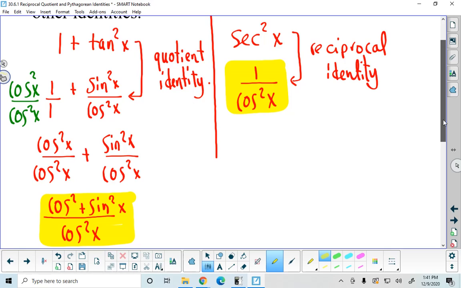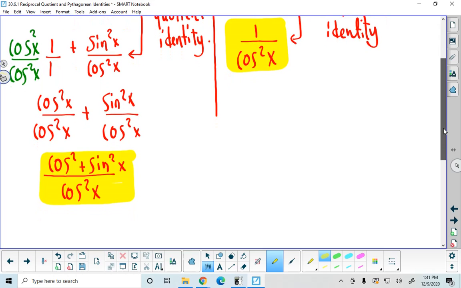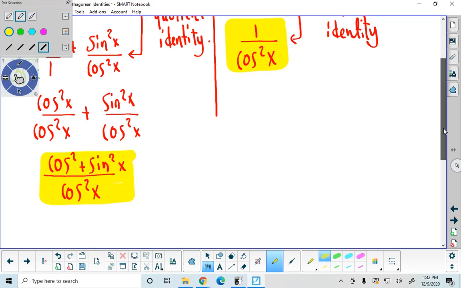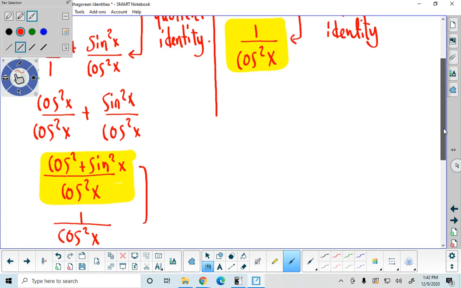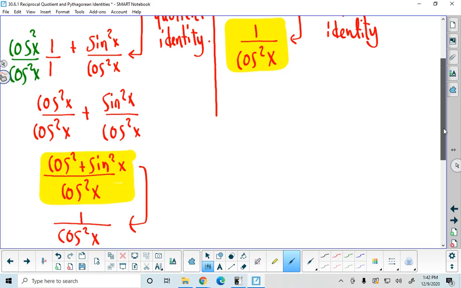And what should be happening over the next few days is every time I ask a question like that, it should be quicker. It's not a race, but there should be more and more people saying, well, of course they're equal. And they are equal because 1 is what the numerator is, and what is the name of the type of identity that we're using to go from sine squared plus cos squared to 1? Well, it's a Pythagorean identity.